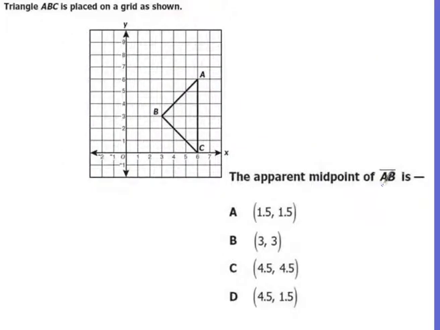The apparent midpoint of AB is which of the following? So here's AB. Since A and B aren't given to us, what we would need to do first is find those coordinate points. A is over 6 and up 6. B is over 3, up 3. So just use those points to calculate the midpoint formula.